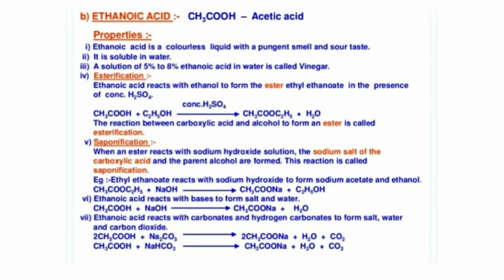Esterification. Ethanoic acid reacts with ethanol to form ester, ethyl ethanoate, in presence of concentrated H2SO4. The reaction between carboxylic acid and alcohol in presence of acid to form an ester is called esterification. Saponification. When an ester reacts with sodium hydroxide solution, the sodium salt of carboxylic acid and parent alcohol are formed. This reaction is called saponification. Ethyl ethanoate reacts with sodium hydroxide to form sodium acetate and ethanol.